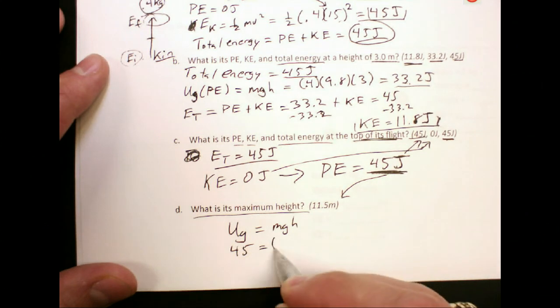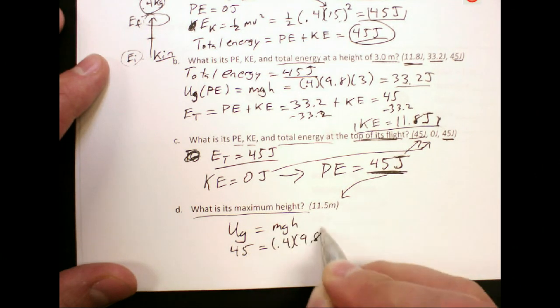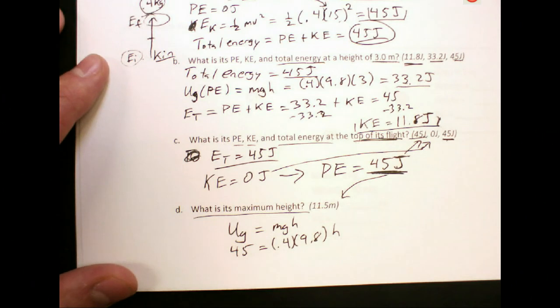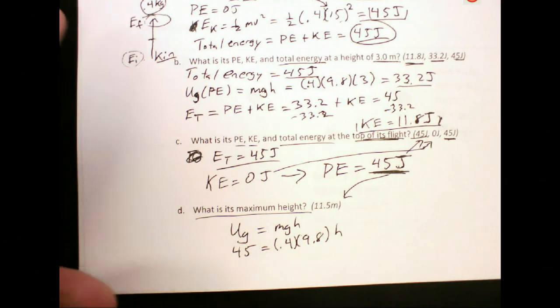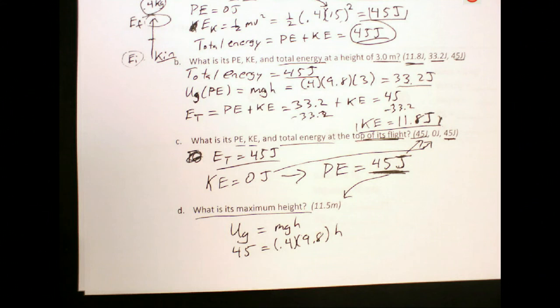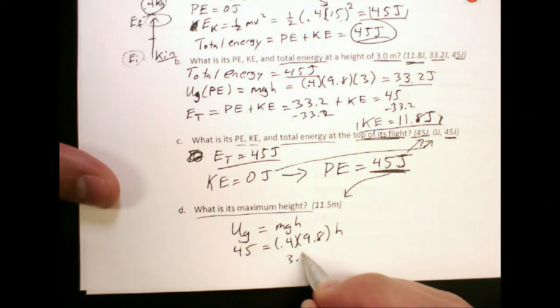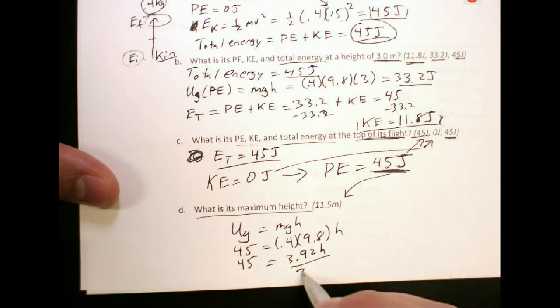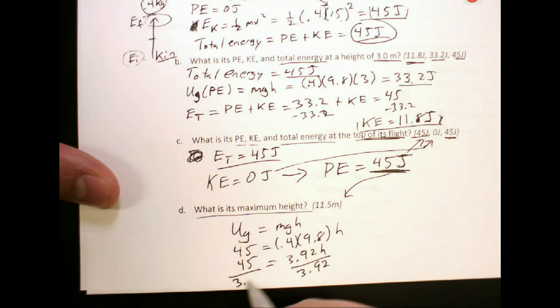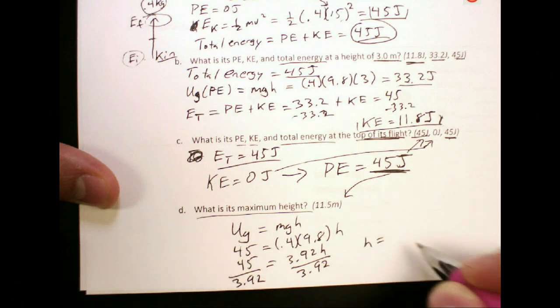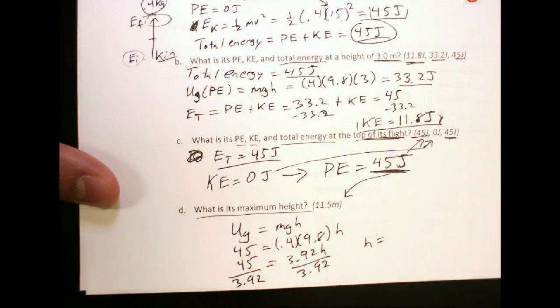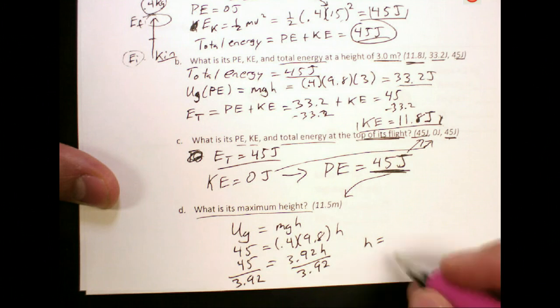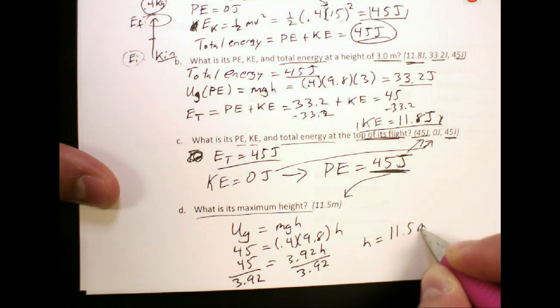45 equals 0.4 times 9.8 times h, and I'm going to solve for the height, right? So 0.4 times 9.8, and if you calculate that out, do that real quick, 0.4 times 9.8 will give you 3.92. h equals 45. Divide both sides by 3.92. And you should come out with a height, make sure this is right, of 11.5 meters, which is what we get here.